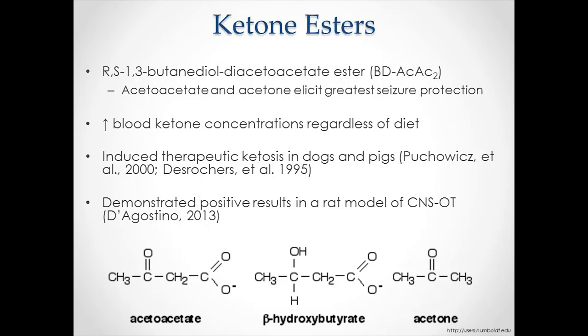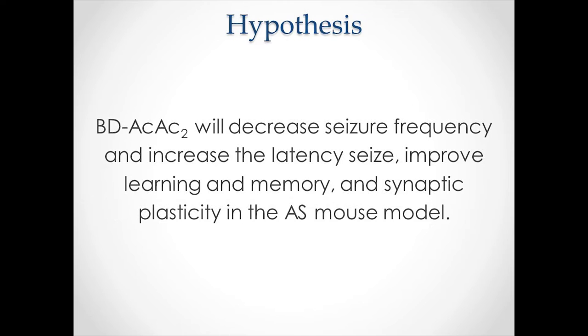So we decided to utilize a ketone ester that was provided to us by Dr. DiAgostino. This was the R,S-1,3-butanediol diacetoacetate ester, and it has been shown to induce therapeutic ketosis in both dogs and pigs, and has significantly delayed CNS oxygen toxicity seizures. So the hypothesis here was that this ketone ester would positively affect a lot of the phenotypes in the AS mouse model, including decreasing seizure frequency and increasing the latency to seize, potentially improving learning and memory and the motor impairments, and synaptic plasticity in the AS mouse model.